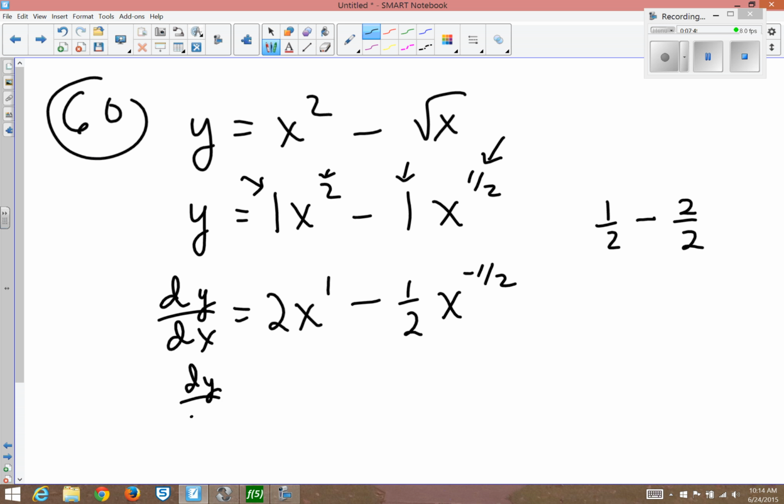That's the same as 2x minus 1 over 2 radical x. This simplifies to that.